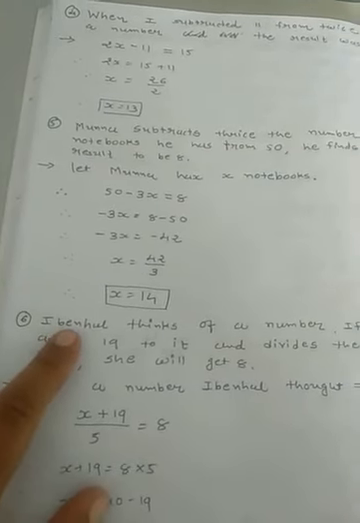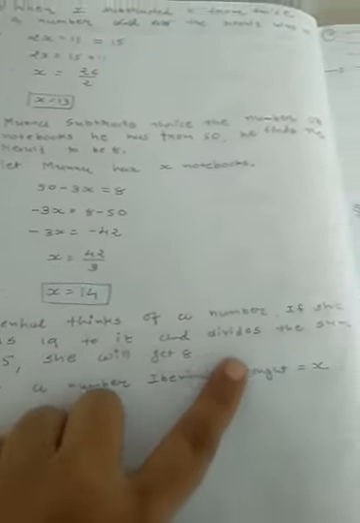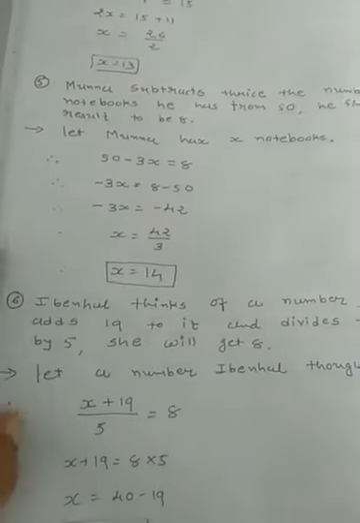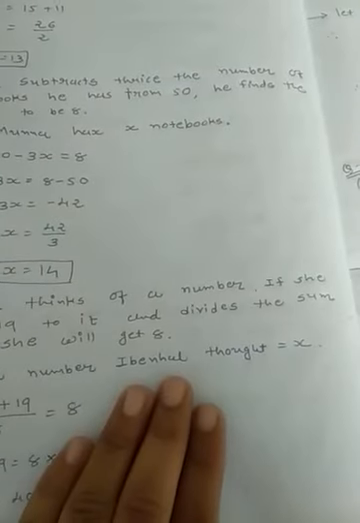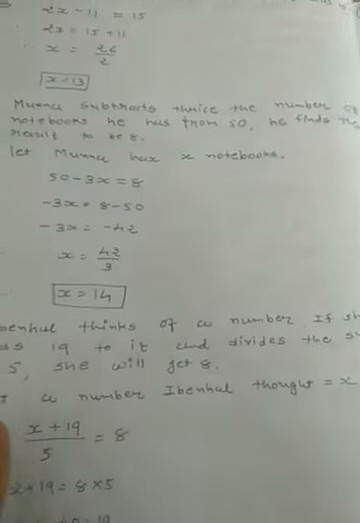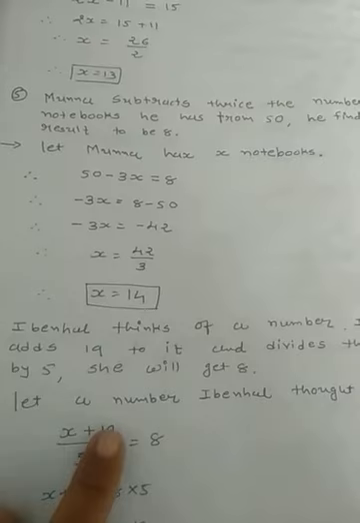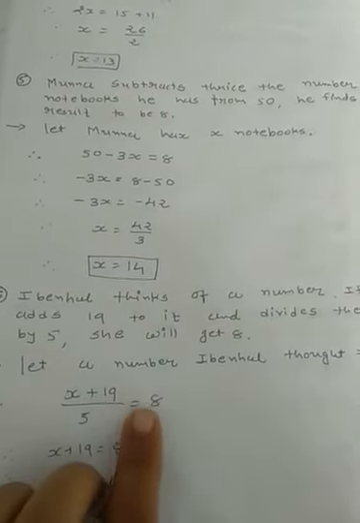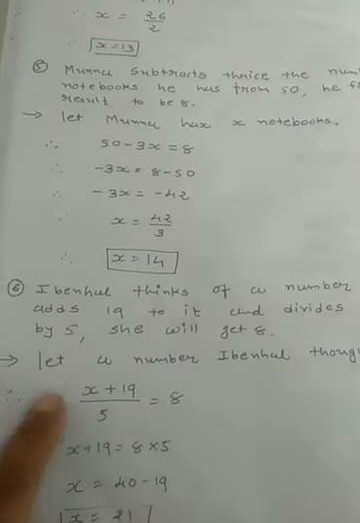Ibn Hal thinks of a number. If she adds 19 to it and divides the sum by 5, she will get 8. Very easy. Ibn Hal thinks one number. So let a number which she thought is x. Then after she adds 19 to it, so x plus 19, then divide the sum by 5, so whole divided by 5, and the result she got is 8. x plus 19 upon 5 equals to 8, this will be the equation.